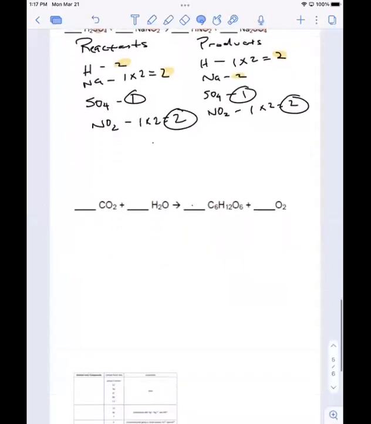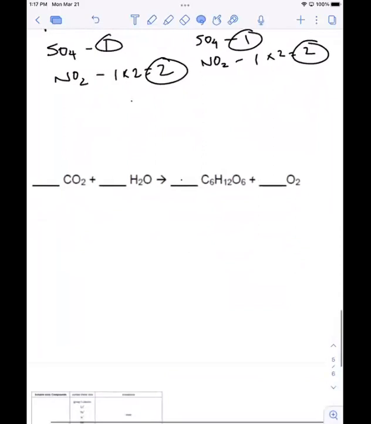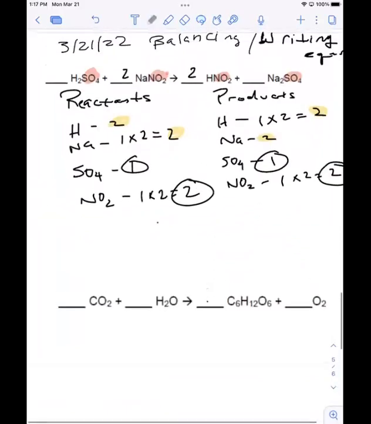The second problem, where we have CO2, water, and then C6H12O6, followed by oxygen gas. All right, and so in this example, let me put up here. I neglected to write this in.